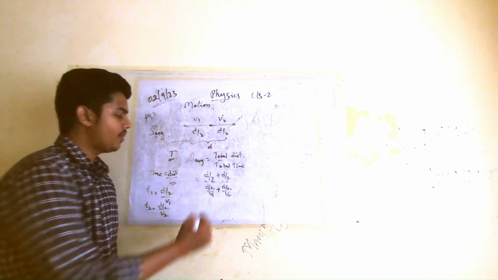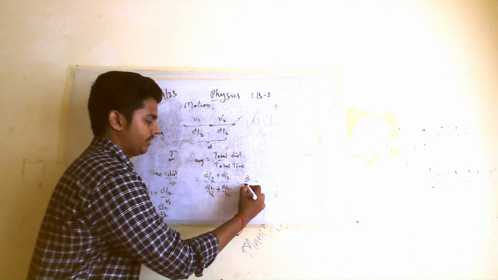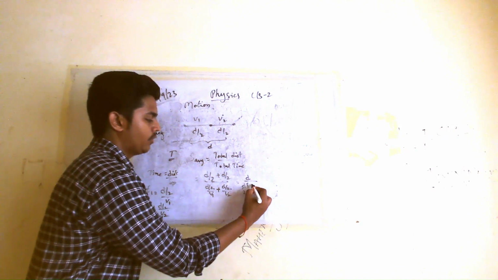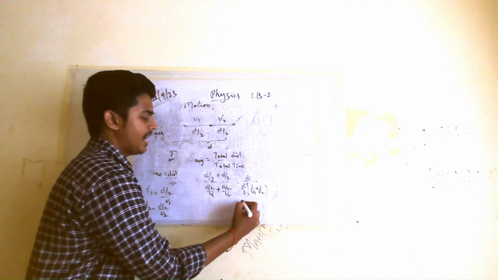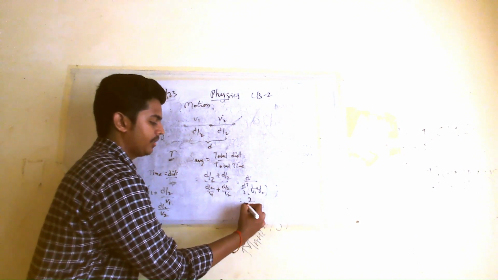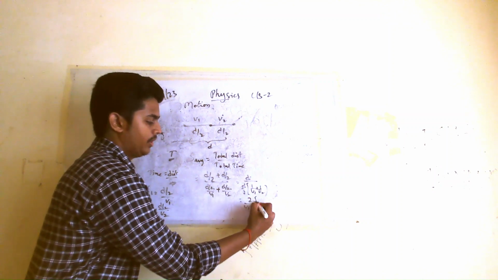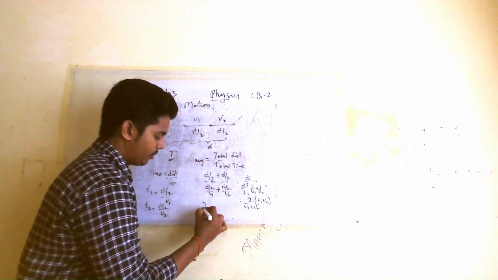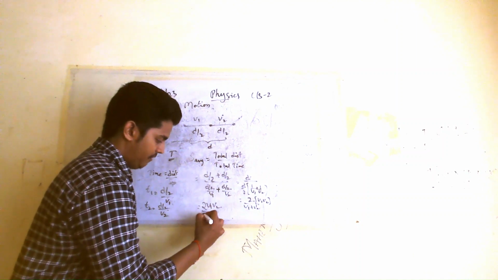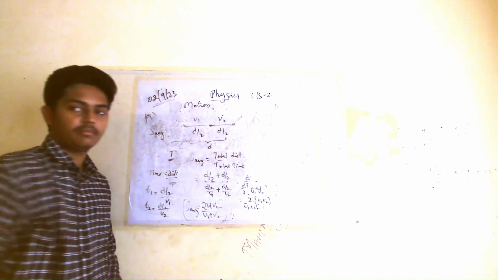Okay, now d by 2 into 1 by v1 plus 1 by v2. d gets cancelled, 2 will go up, by v1 plus v2 into v1 v2. So finally you get 2v1 v2 by v1 plus v2 is the average speed. This is your average speed.